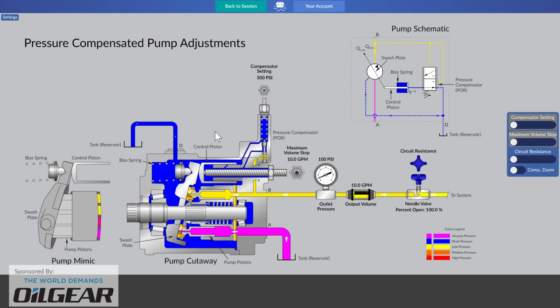All right, so our pump is on full stroke. It's displacing according to a flow meter further down here on the right on the pump's outlet line. We're displacing 10 gallons per minute. Our pump swash plate is at its maximum angle. And it says that our outlet pressure is a mere 100 psi. That doesn't sound like too much to me for a hydraulic system.